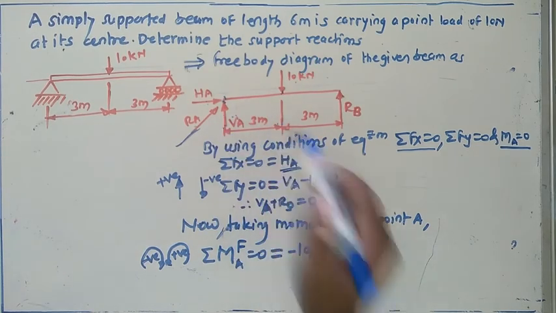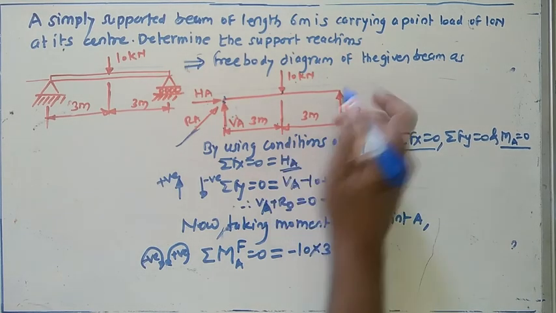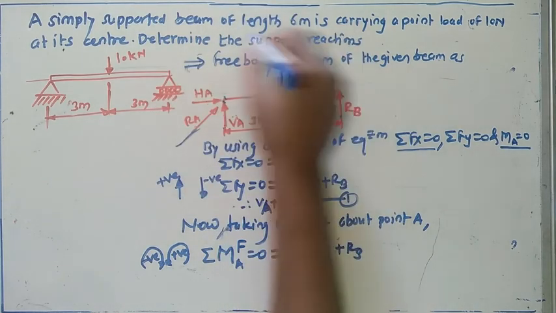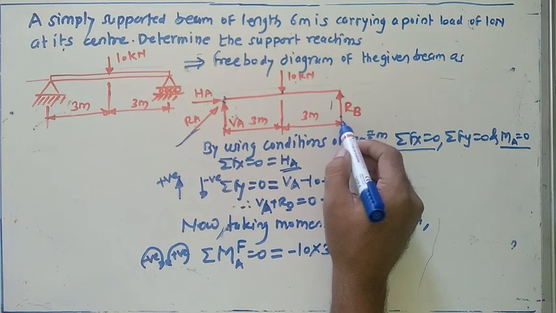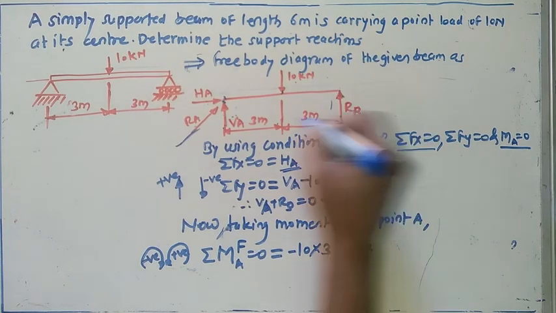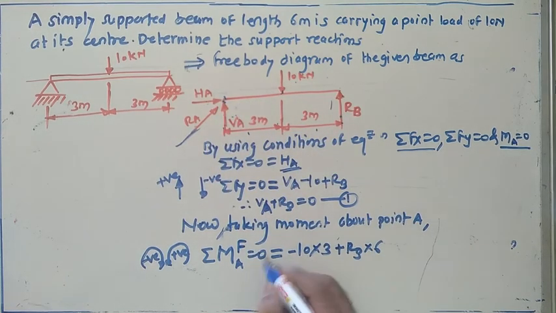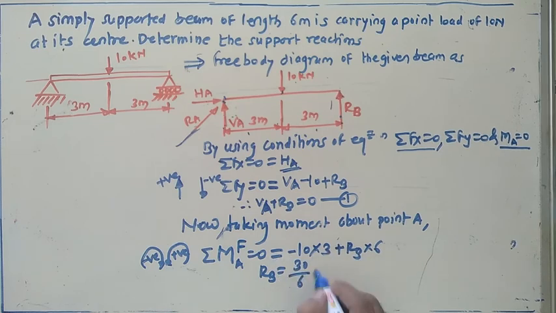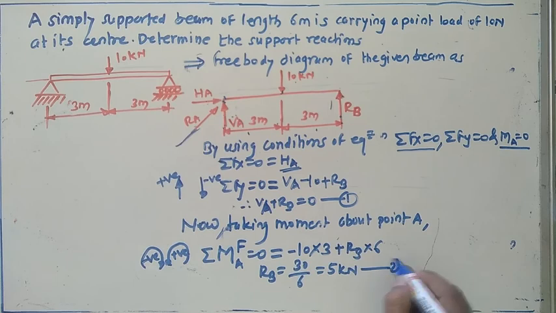the distance, 3 meter. Now the next force is RB. The tendency of this force is to turn about this point in which direction? Anti-clockwise. For anti-clockwise give the plus sign, multiplied by the distance between the line of action of this force and the point about which the moment is taken: 3 plus 3, 6. Now easily you can solve this relation. RB equals 10 multiplied by 3, divided by 6. RB equals 5 kilonewton.